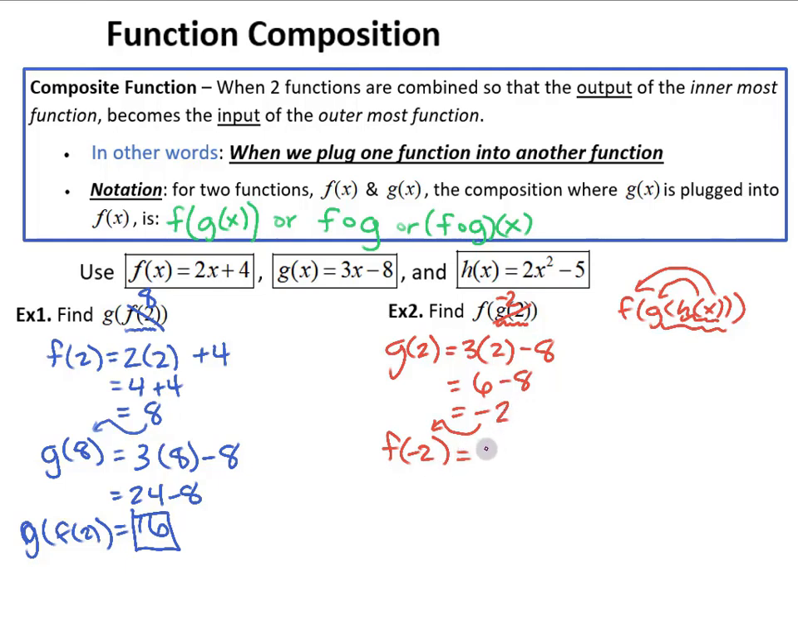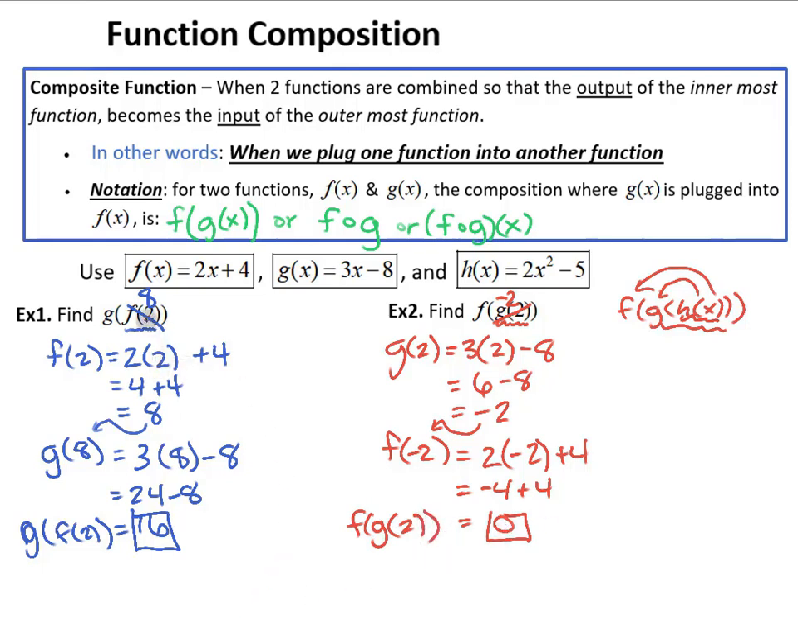We're plugging negative 2 into f, so 2 times negative 2 plus 4. Again, we're just using the definition of f up here, and plugging in negative 2 for x. That gives us negative 4 plus 4, which gives us 0. f of g of 2 gives us 0.